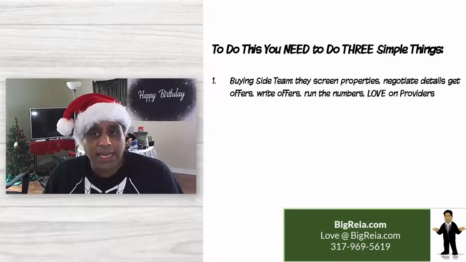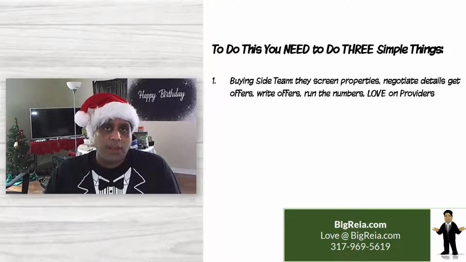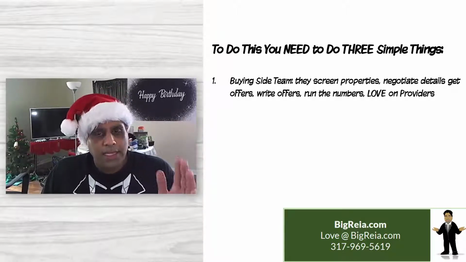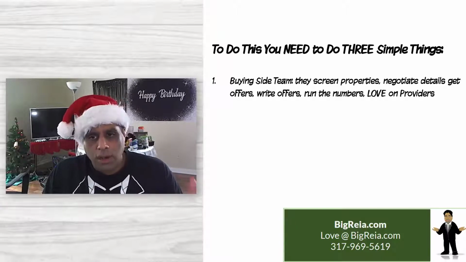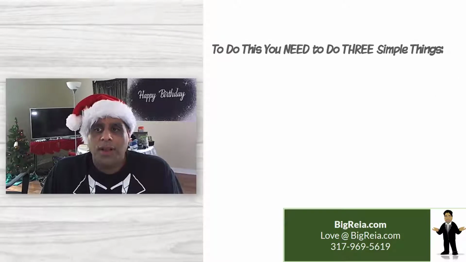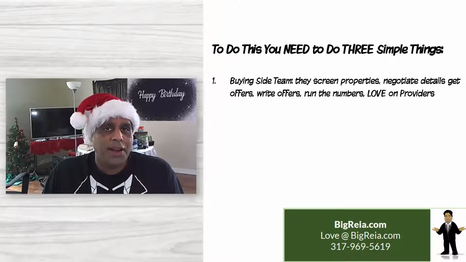First, you need a buying side team. In order to buy and sell houses, you have to be able to buy and sell houses, right? So you need your buying side team. This is your buying side, the buying people you're going to be having. They're going to screen the properties. They're going to negotiate the details. They're going to write offers for you without talking to you. They're going to run the numbers. They're going to love on providers, and they're going to do that part, right?